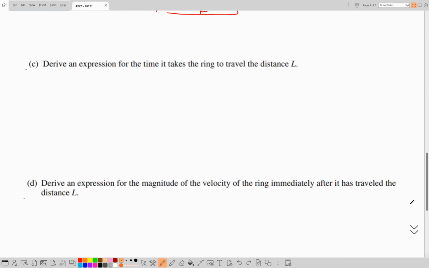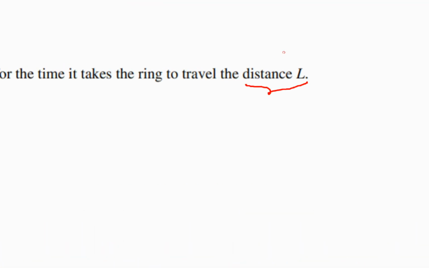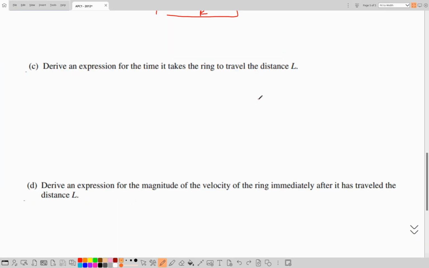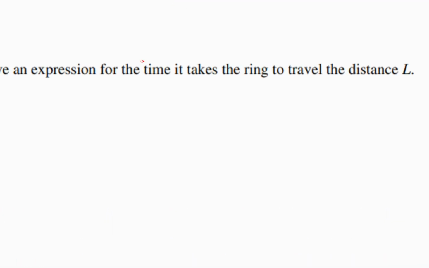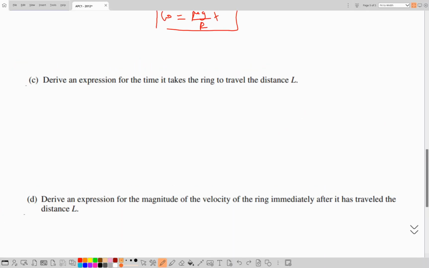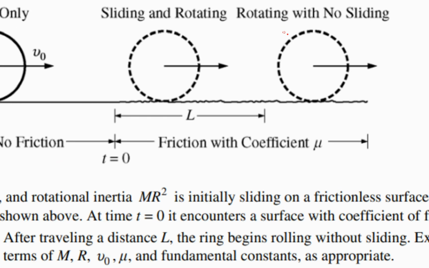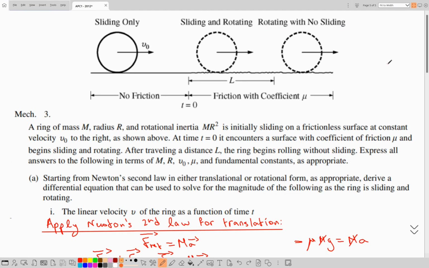Now moving on to part C, they're telling us to derive an expression for the time it takes the ring to travel the distance L. The moment they mention the distance L in the exercise, it means that we need to use it. If we need to solve for a time, we need to set up an equation. And the only way to do it, since we're talking about the distance L, is that at the end of the distance L, reaching this point, we start having rotating with no sliding.